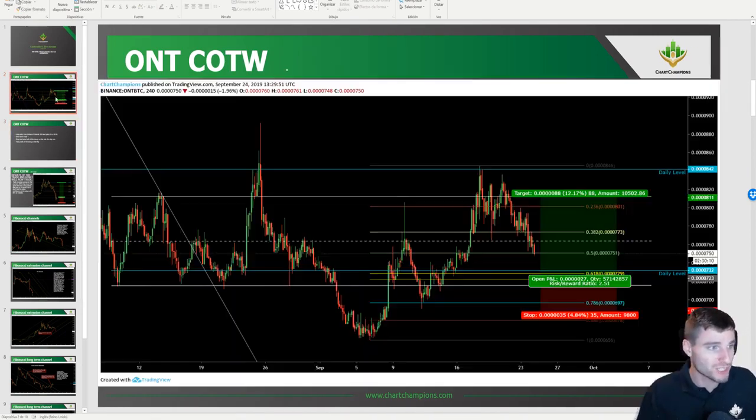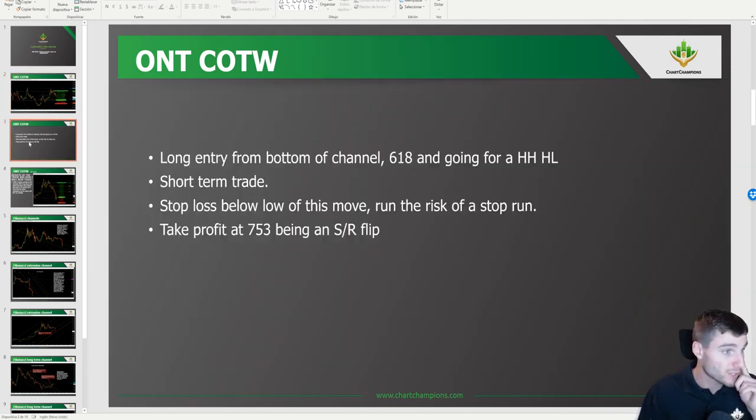Basically, we had the bottom of the channel here, and what do I love? I love seeing it at the golden pocket. So we had this box of confluence, okay? So the golden pocket sat at the bottom of this channel, and that's obviously fibs from low to high, golden pocket on the bottom of the channel, okay?